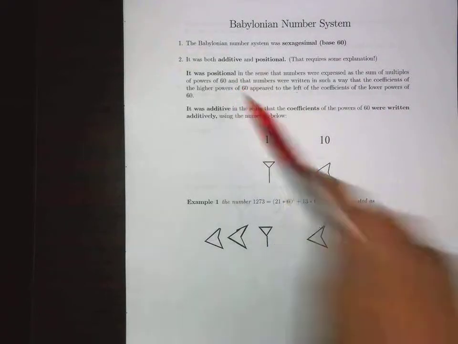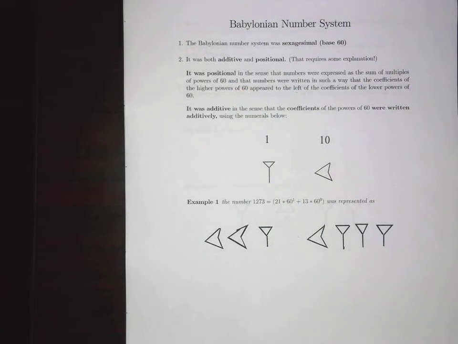First of all, it was positional in the sense that the numbers were expressed as the sum of multiples of powers of 60, and that numbers were written in such a way that the coefficients of the higher powers of 60 appeared to the left of the coefficients of the lower powers of 60. And that's very much the way that we write numbers in base 10 in our Hindu-Arabic system. The coefficients of the higher powers of 10 go to the left of the coefficients of the lower powers of 10. So in that sense, the Babylonian number system was positional.